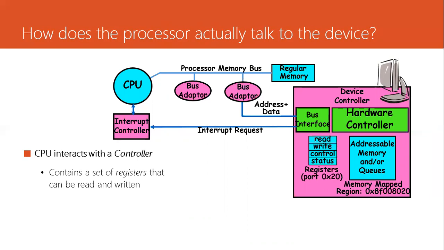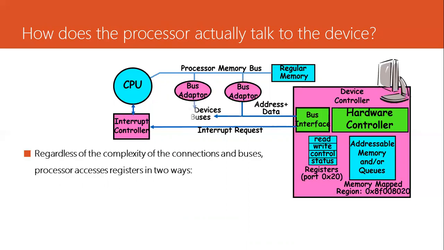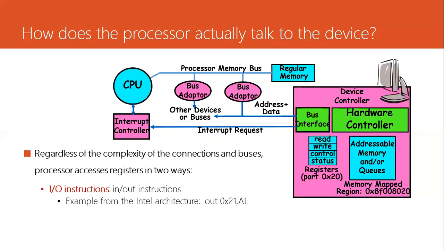So in short, any device that you are going to look into is going to have a combination of control registers and memory. So the question: how does the processor actually talk to or access these devices? Or more precisely, what is the role of a device driver here? Regardless of the complexity of the connections and buses, we now know that the device is controlled by reading or writing the control registers of the device.